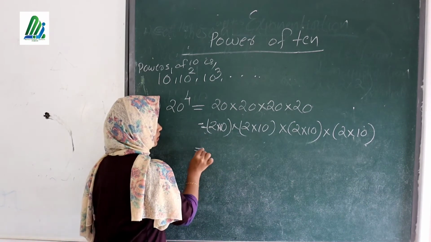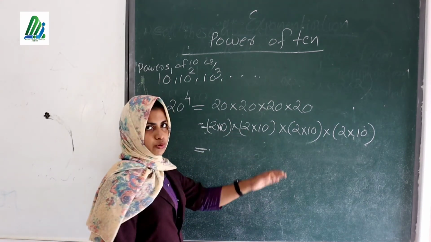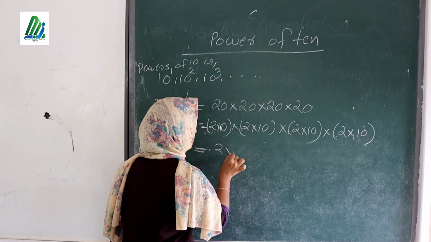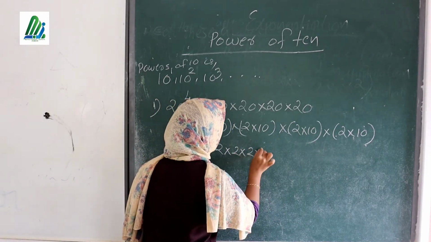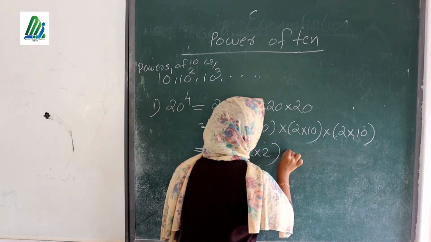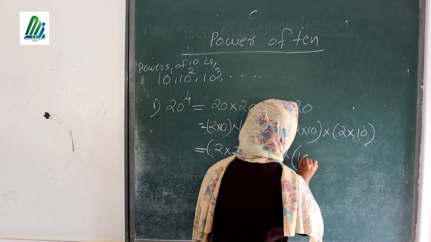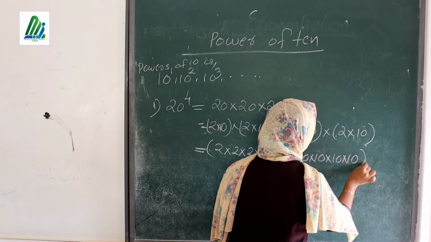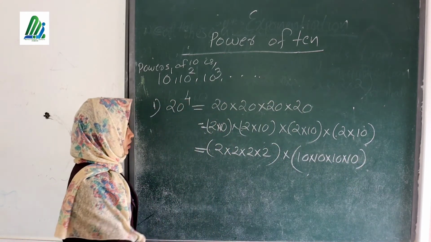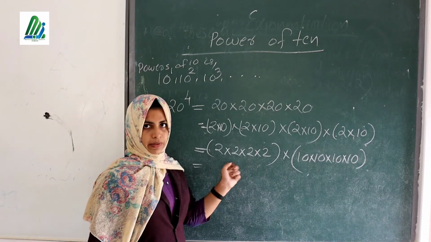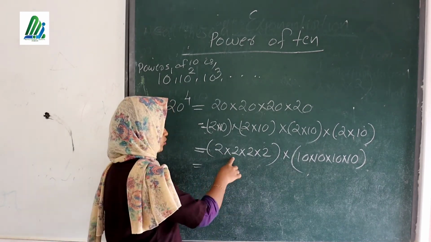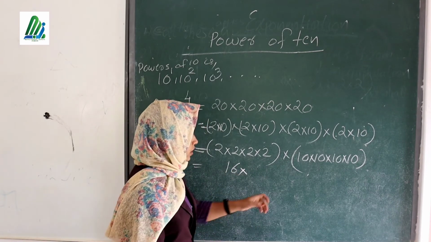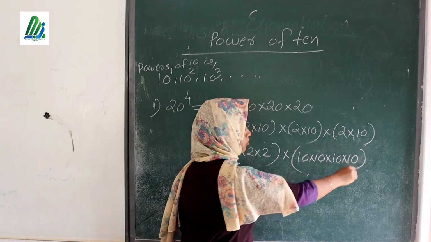And take all the 2s together. 1, 2, 3, 4 twos. So multiply the 4 twos together, and also take the 4 tens together. So here 2 into 2 is 4, 4 into 2 is 8, 8 into 2 is 16.